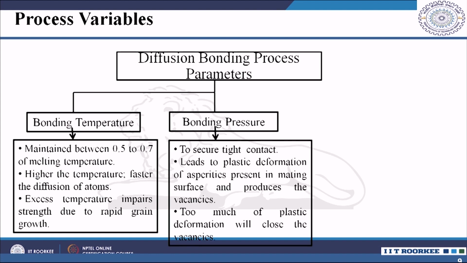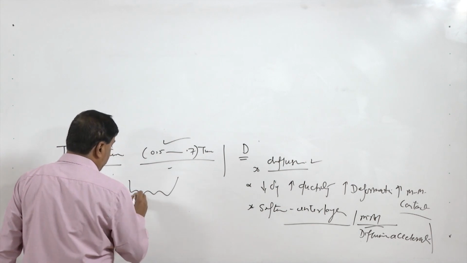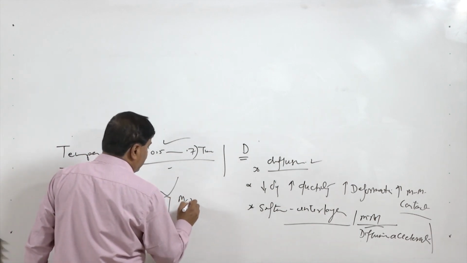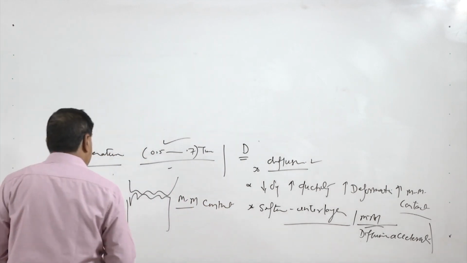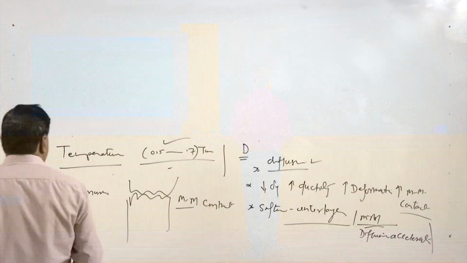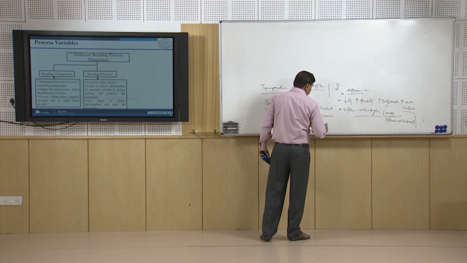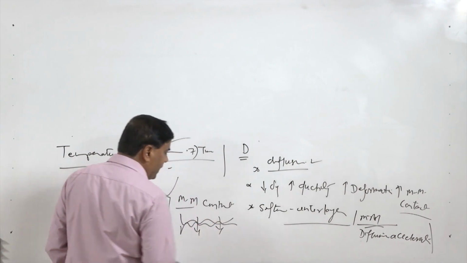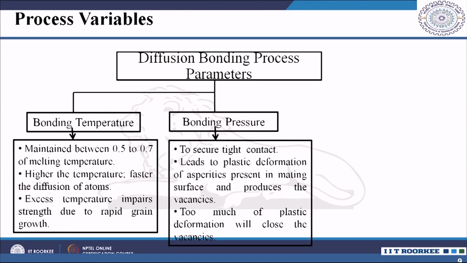Pressure is another important aspect that governs the success of the process, because pressure helps to collapse the peaks and valleys and increase the metal to metal contact. This is the important function. However, once complete metallic continuity is achieved, it does not play any role in the course of the diffusion. So, it helps to secure tight contact, leads to plastic deformation of asperities present in the mating surfaces, and helps to produce vacancies due to the near surface layer deformation.